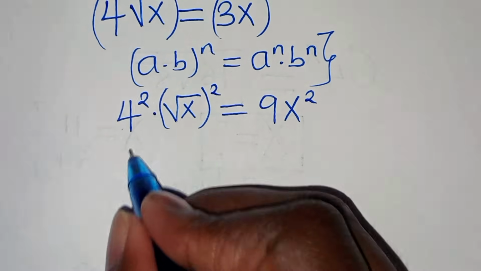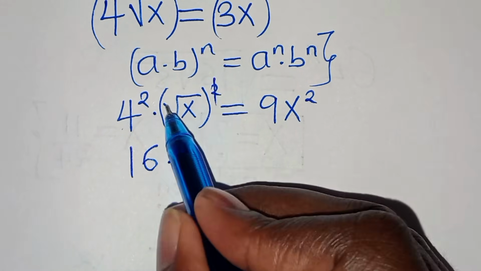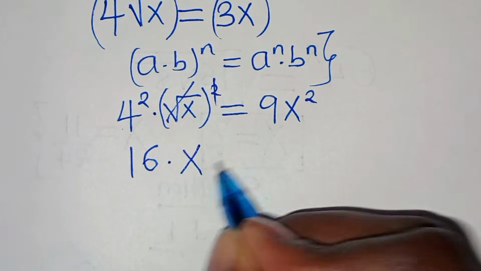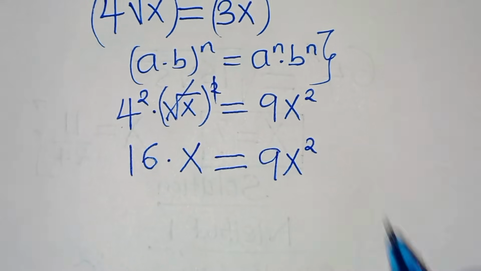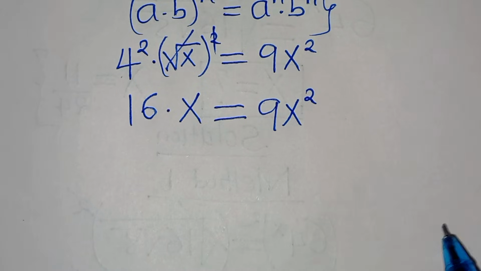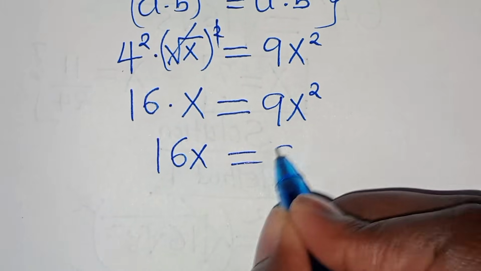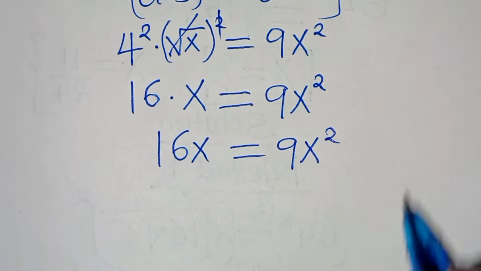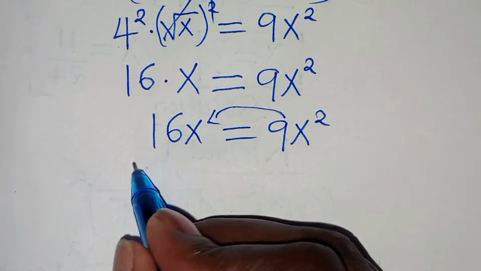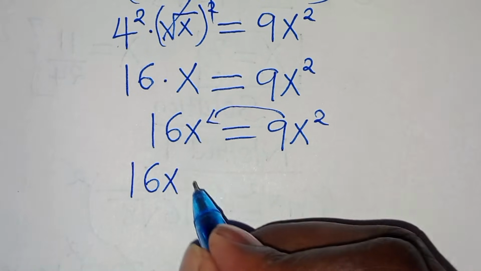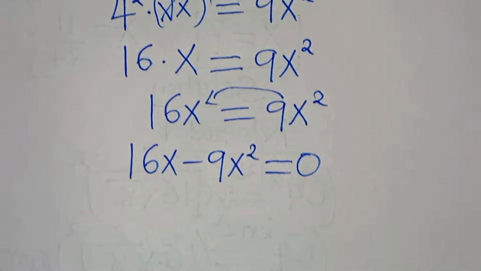So 4 squared is equal to 16 times square root of x to the power of 2. This simplifies, so times x. This is equal to 9x to the power of 2. So this means we have 16x equal to 9x squared. Let's take 9x squared to the left hand side, so that we have 16x minus 9x squared equal to 0.